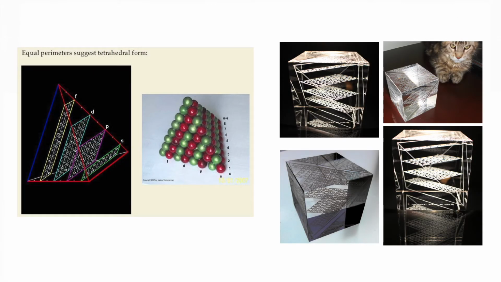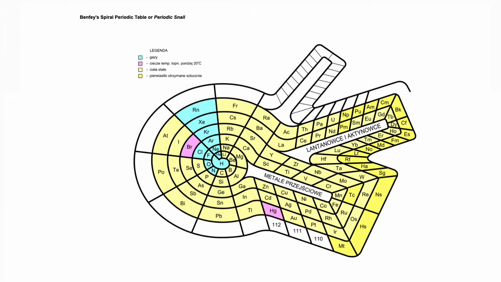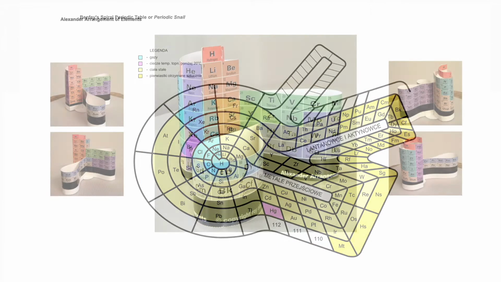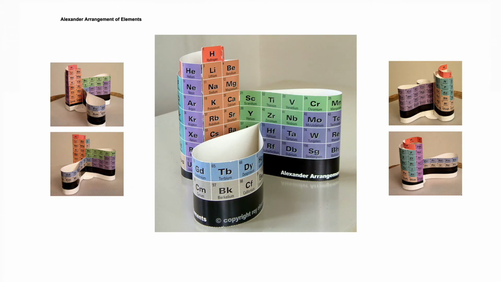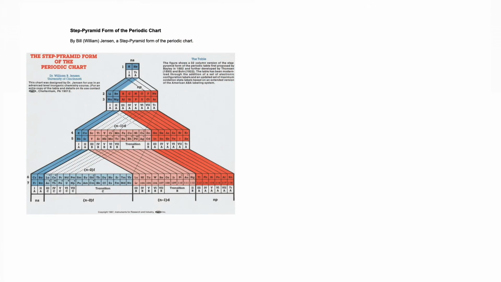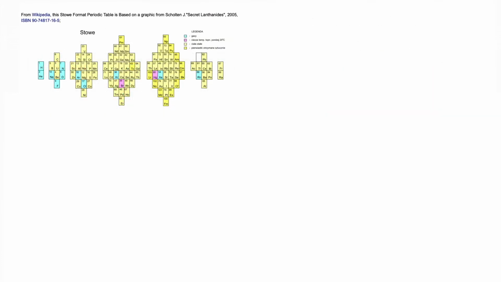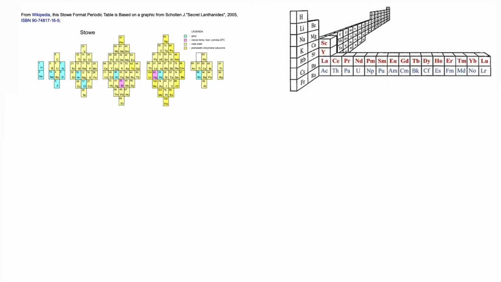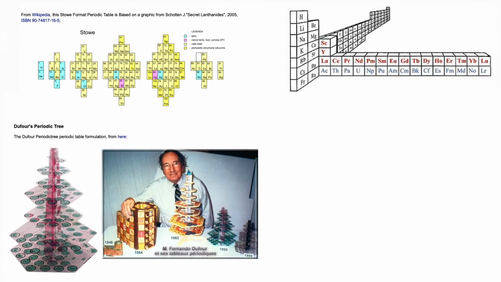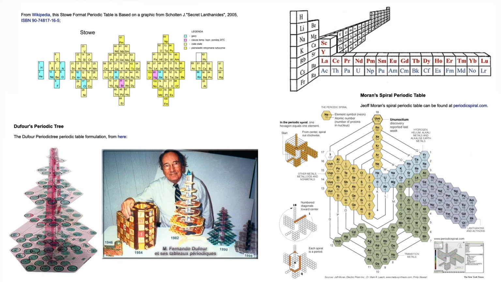Benfey has a spiral periodic table, the periodic table snail, and the Alexander arrangement is a well-known three-dimensional representation. We have a step pyramid, circular periodic tables, the Stowe representation, a rather nice three-dimensional one. We have Dufour's periodic tree. Jeff Moran has produced a spiral periodic table using hexagonal elements.